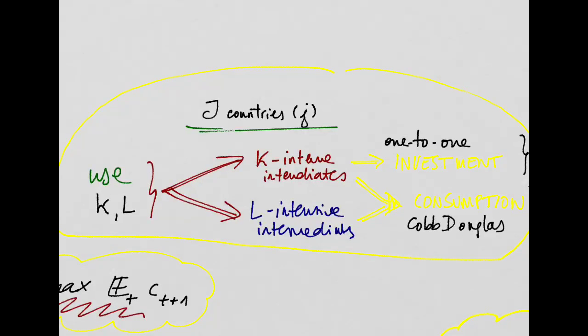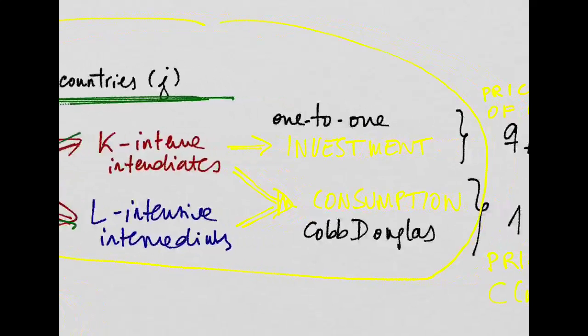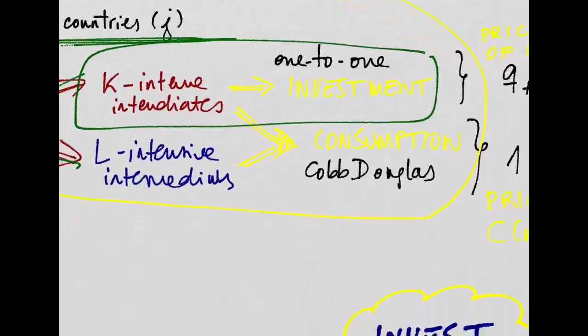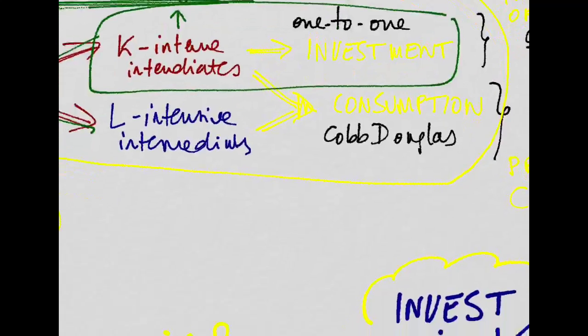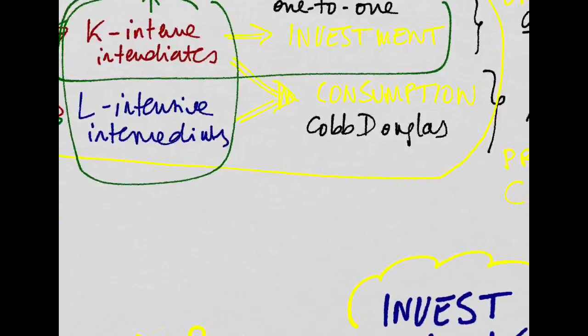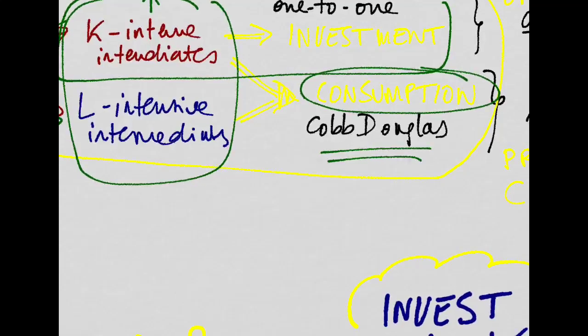Now, imagine we have J countries in the world, and they all use capital and labor to produce capital and labor intensive intermediates. And with the capital intermediates, they will produce only investment, which is one to one. 1 unit of capital turns into 1 unit of the investment good in the future. And also, they will be using both capital and labor goods to produce consumption in a standard Cobb-Douglas form.